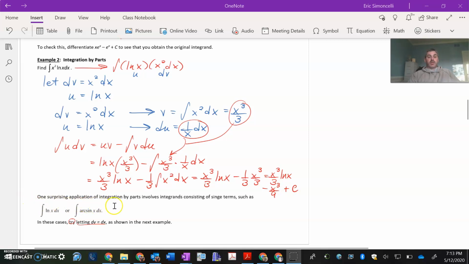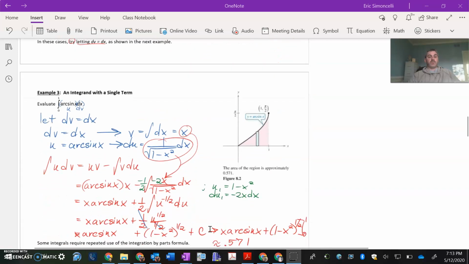One surprising application of integration by parts involves integrands consisting of single terms, such as the integral of natural log of x dx or the integral of arc sine of x dx. In these cases, try letting dv equal dx as shown in the next example.